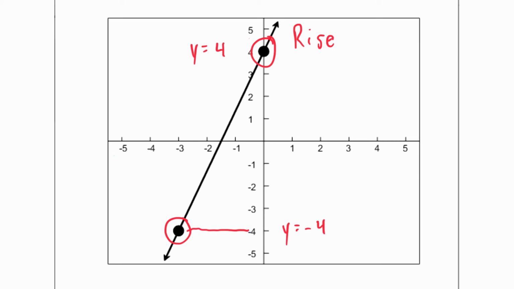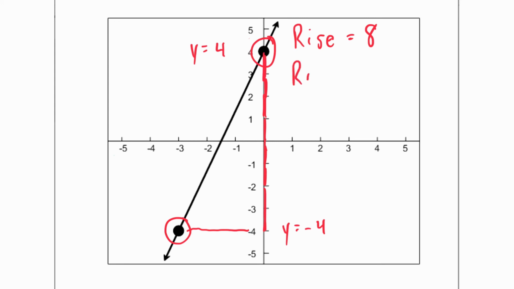Well, 4 minus -4 is +8. So my rise is going to be 8. That's 8 units: 1, 2, 3, 4, 5, 6, 7, 8. So my rise is 8.